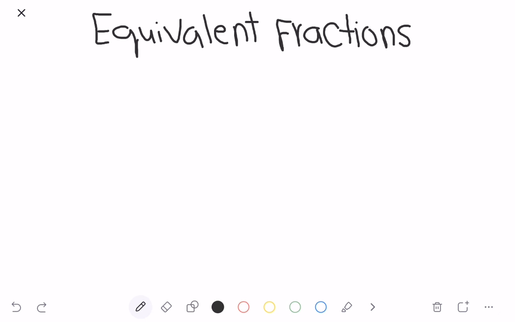Let's begin our new lesson, equivalent fractions. What is the meaning of equivalent fractions? Fractions that have the same amount are called equivalent fractions.